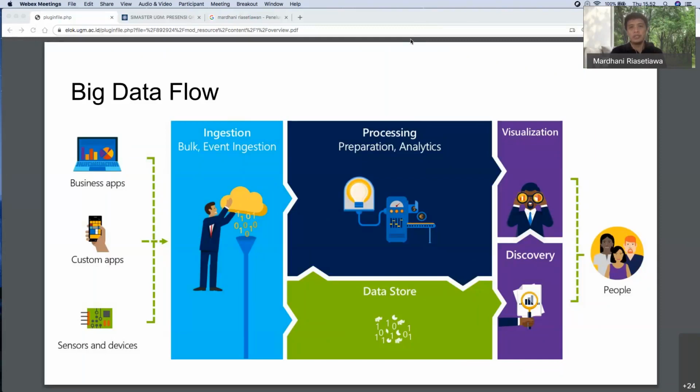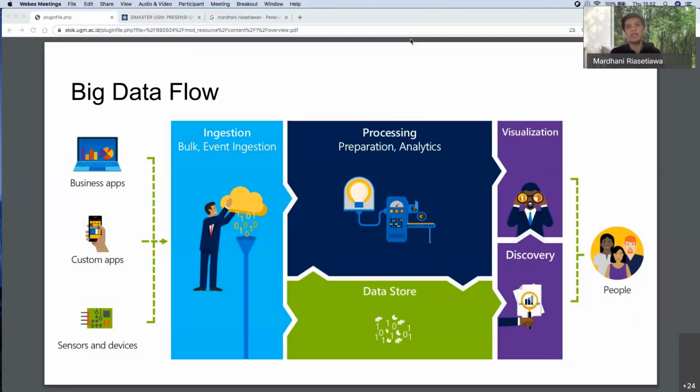In ingestion, we have processes based on bulk and event ingestion. Bulk means we create a process that does a lot of collection at the same time. We collect in one moment, and then we push the collected data in one go. It's similar to batch, actually. Yeah, but event ingestion is different.